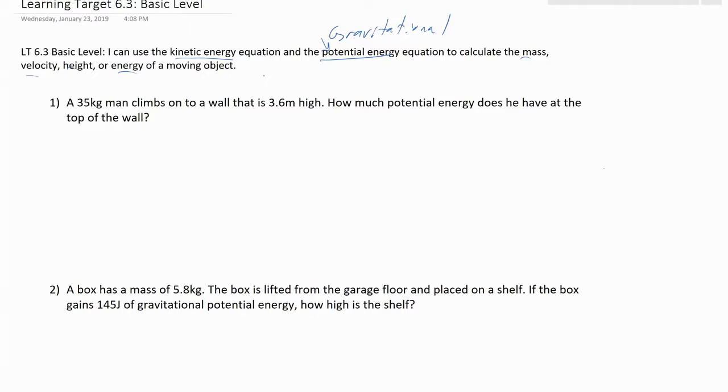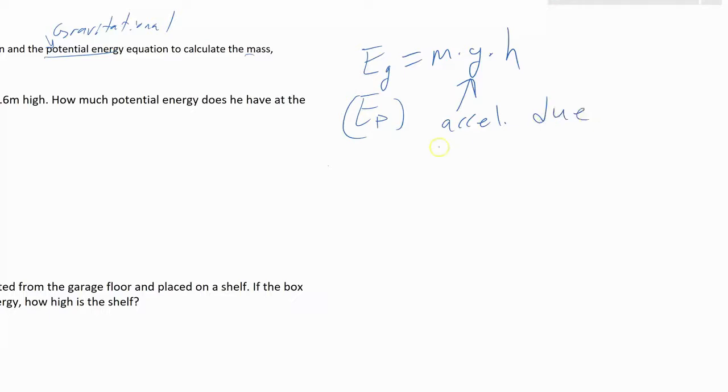So the first ones that we're going to deal with are gravitational energy. And remember, the two equations that we have is Eg or EP equals mass times gravity times height, where g is the acceleration due to gravity, which on Earth is 9.8 meters per second squared. Then we'll have height in meters, and then mass in kilograms.